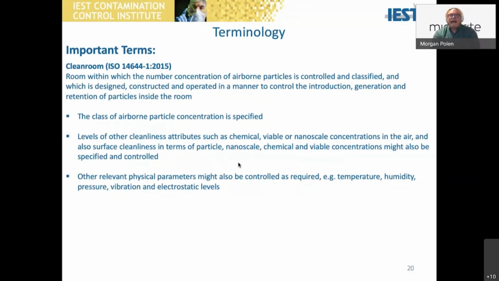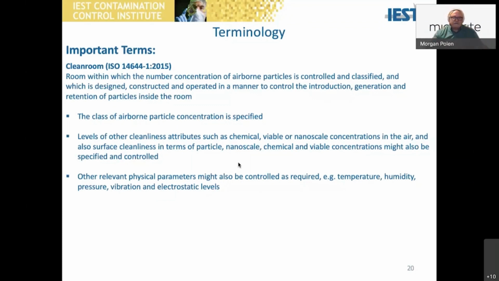A clean room, by ISO's terminology, is one where the class of airborne particle concentration is specified. Levels of other cleanliness attributes, such as chemical, viable, or nanoscale concentrations in the air, and also surface cleanliness in terms of particle, nanoscale, chemical, and viable concentrations, may also be specified and controlled. Other relevant physical parameters might also be controlled as required, such as temperature, humidity, pressure, vibration, and electrostatic levels.